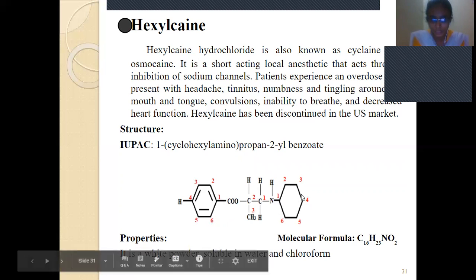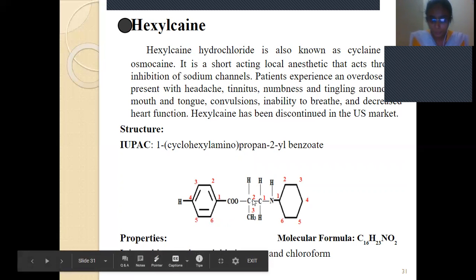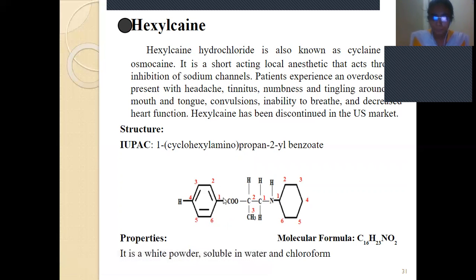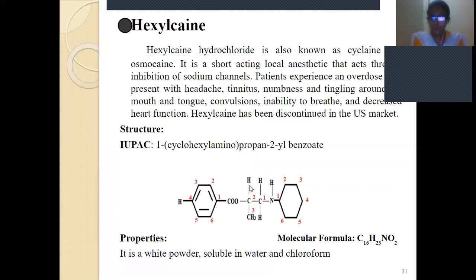So that is the cyclohexylamino, and here propane, 1, 2, 3, three carbon atoms. In the second position, it is attached to the benzoate structure. So this is the structure of the benzoate. So here 2-yl benzoate, 1-cyclohexylamino propane 2-yl benzoate. So properties are, it is a white powder and it is soluble in water and chloroform.